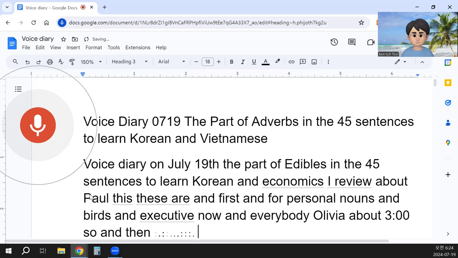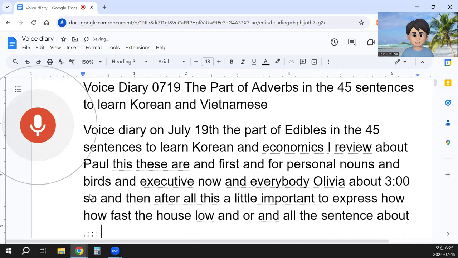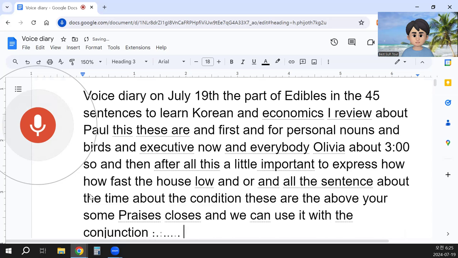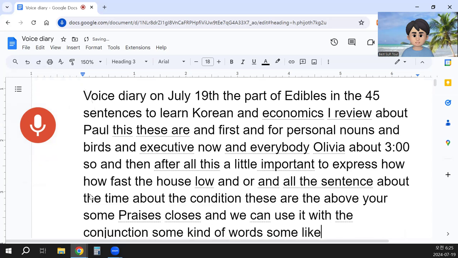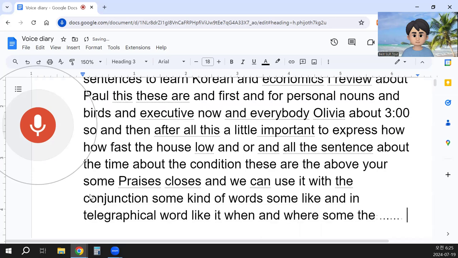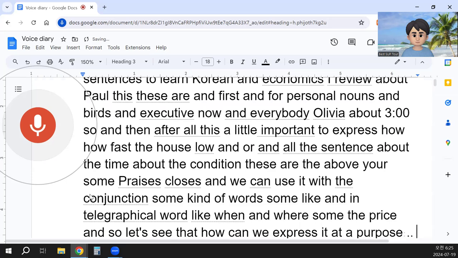Adverbs are really important to express how fast, how slow, and all the sentences about time and condition. These are the adverbial phrases and clauses, and we can use them with conjunction kinds of words, and with interrogative words like when and where, some of the place. So let's see how we can express adverbs in sentences.